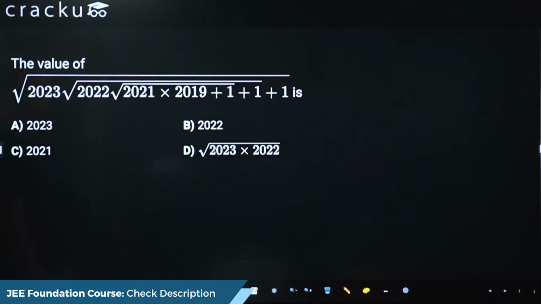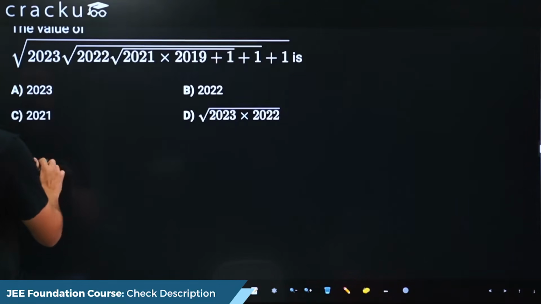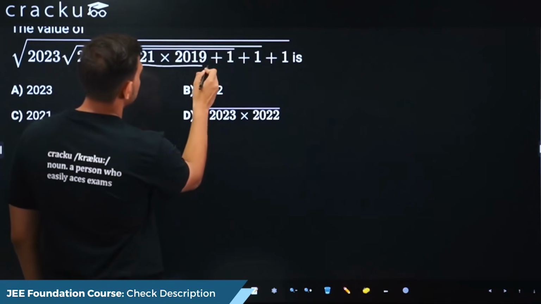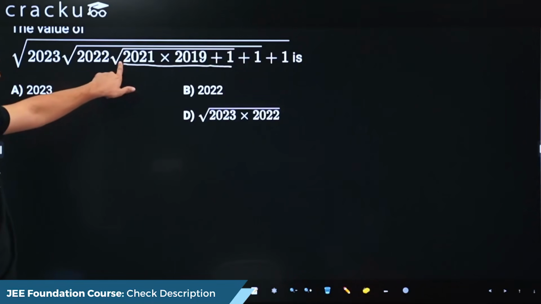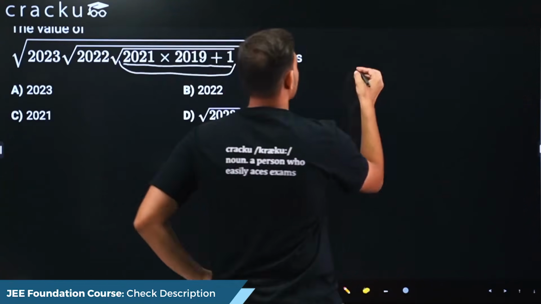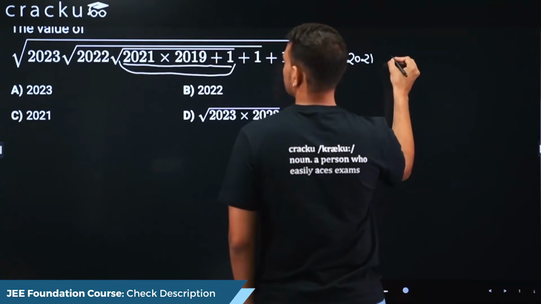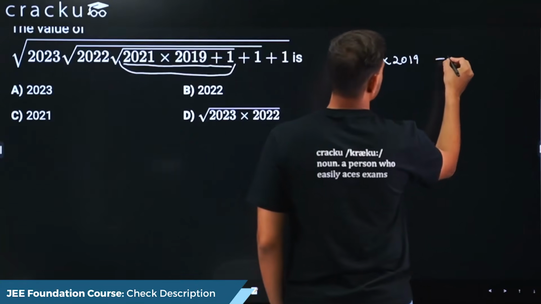Okay, so in this question, we have a lot of under roots, and when we are given so many under roots, we'll start with this one, the deepest one. Okay, so the smallest under root is this. We'll start with this. I'll just write it separately. It is 2021 multiplied by 2019 plus 1.